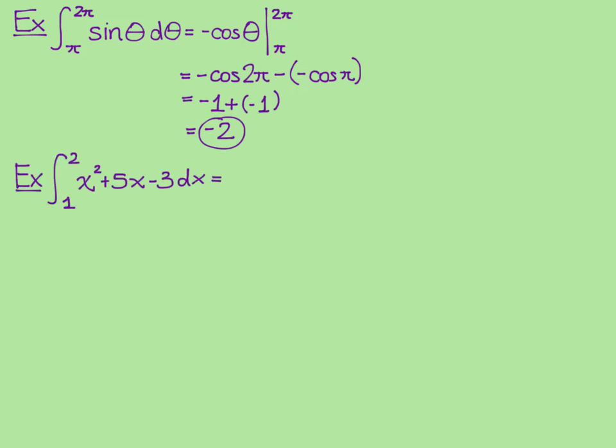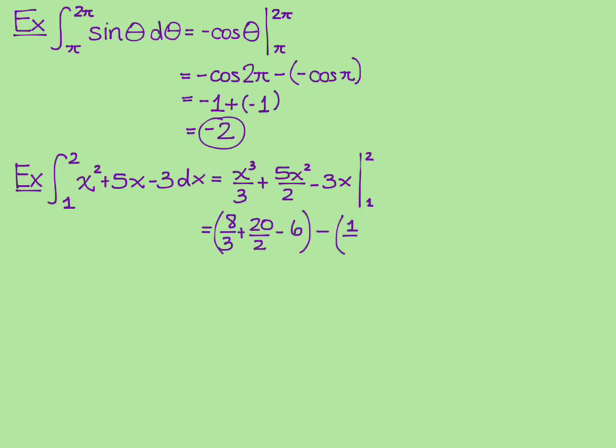Let's try another one. The integral from 1 to 2 of x squared plus 5x minus 3 dx. We take the antiderivative of each part one by one, so the antiderivative of x squared is x cubed over 3. The antiderivative of 5x is 5x squared over 2. The antiderivative of negative 3 is negative 3x. And I draw the bar to the right-hand side with the bounds 1 and 2.